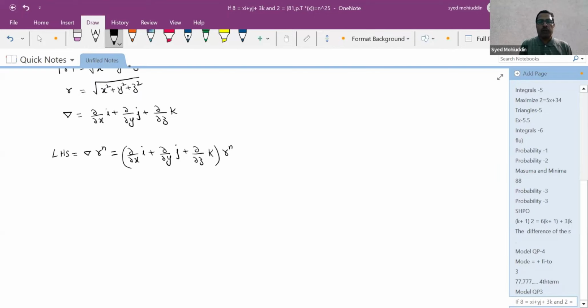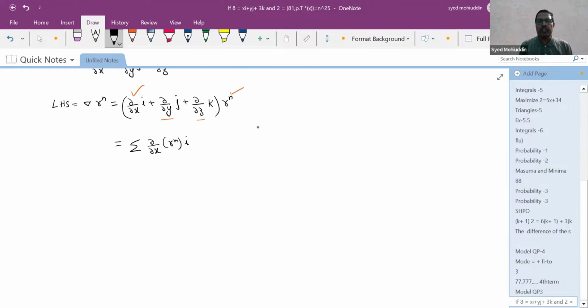I need to apply dou by dou x on r power of n, dou by dou y on r power of n, and dou by dou z on r power of n. So three times we have to do this calculation. Rather, we can rewrite this as a summation of dou by dou x applied on r power of n times i. Whatever I differentiate, the same you can apply for y as well as for z.